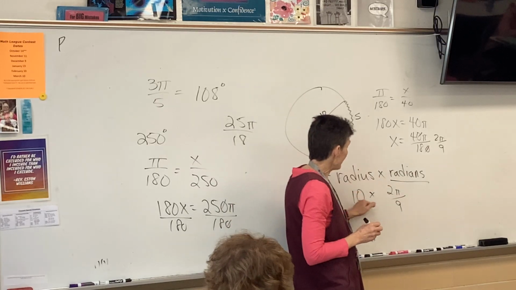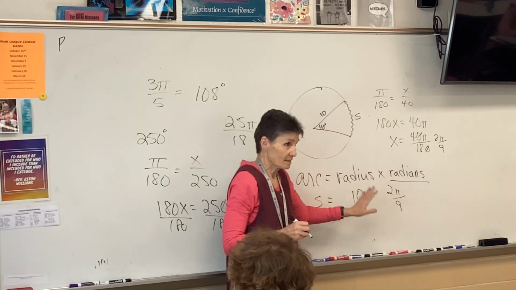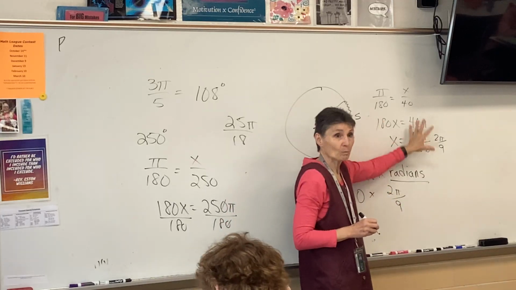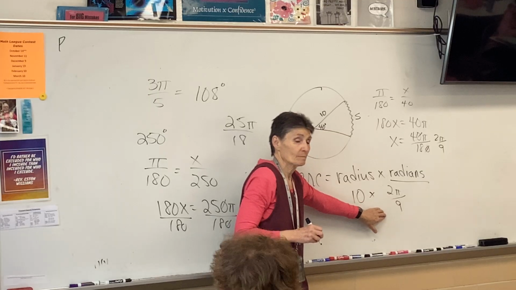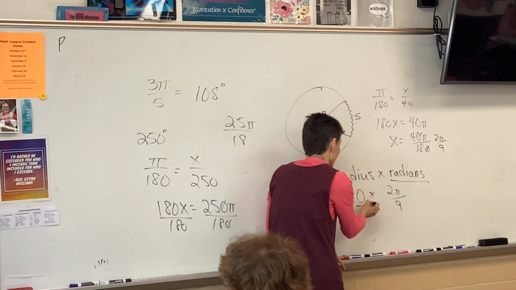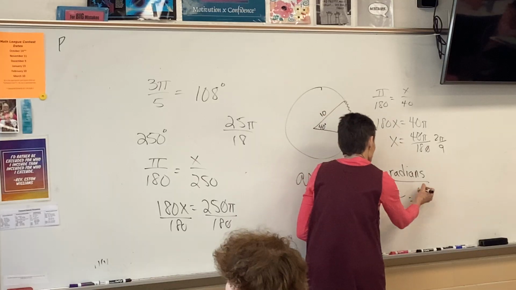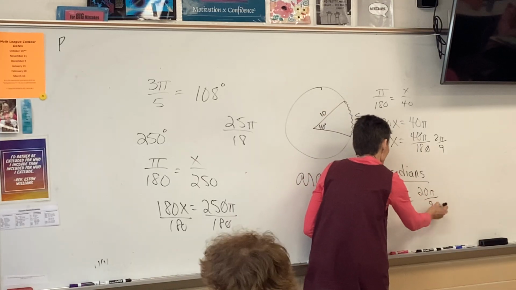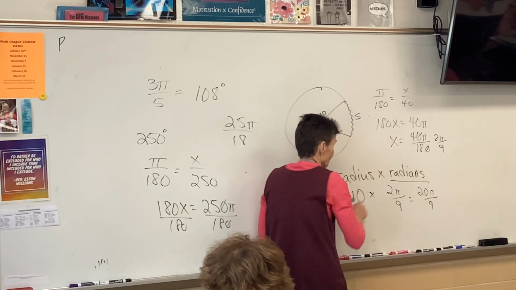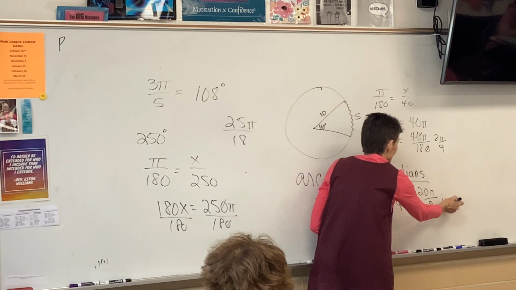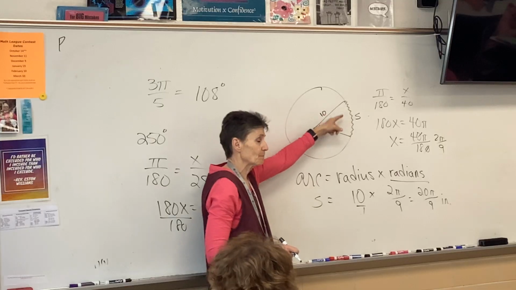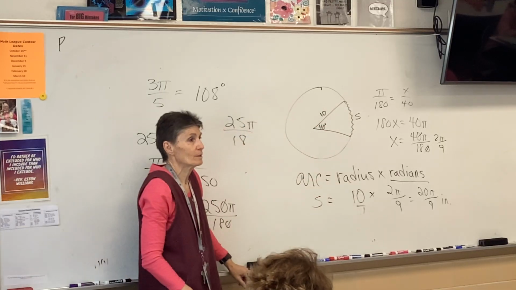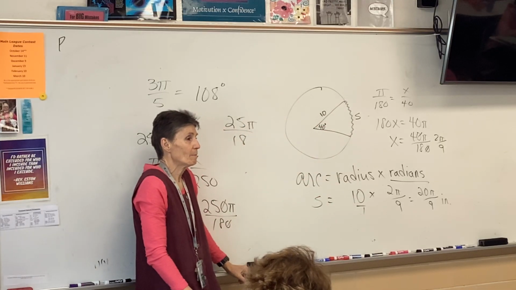So radius times radians. Does everybody understand that this was like background work in order to get the number for my formula? So now I multiply. So it's going to be 20 pi over 9. I multiply straight across. Inches, and that's my answer. How long is the arc? 20 pi over 9 inches.